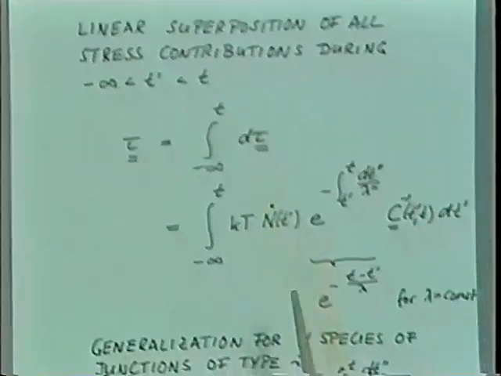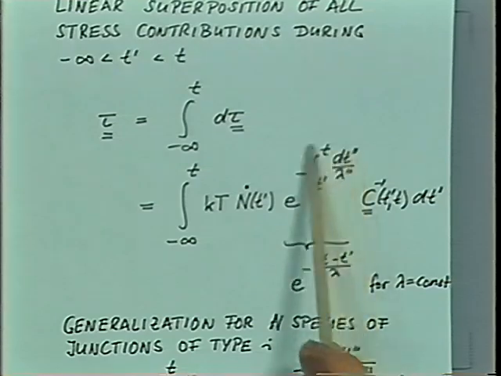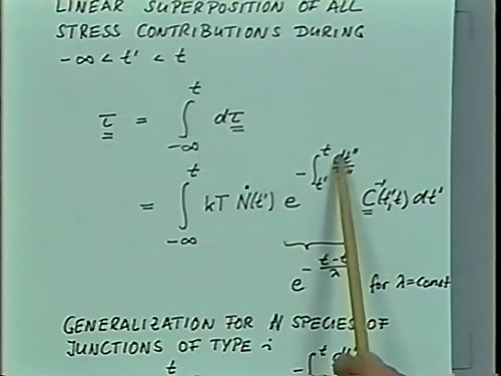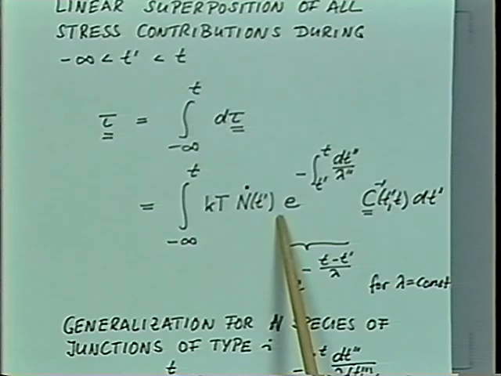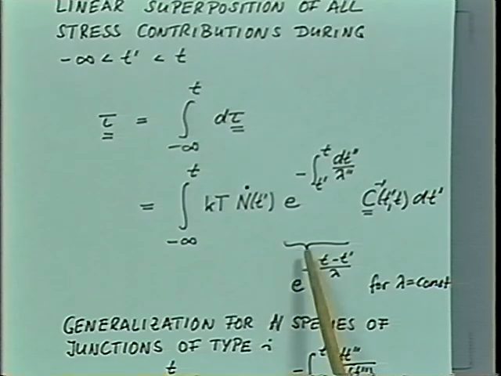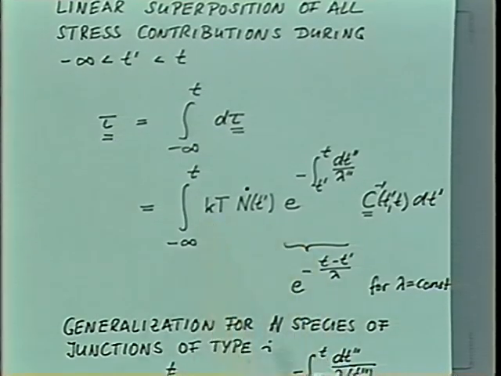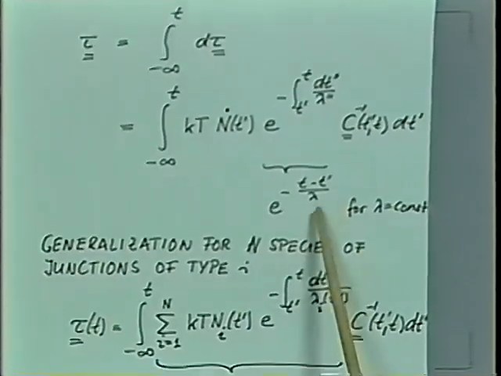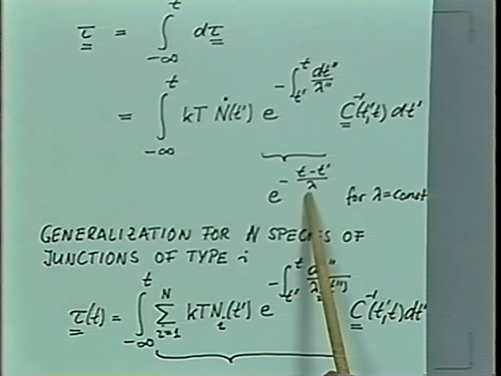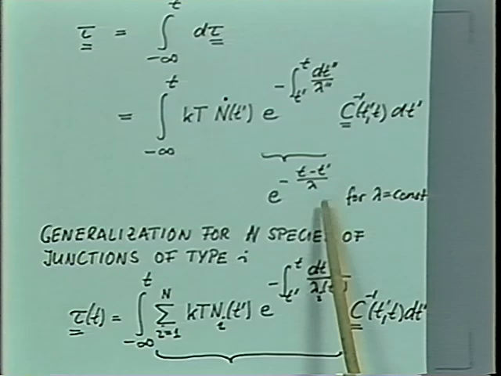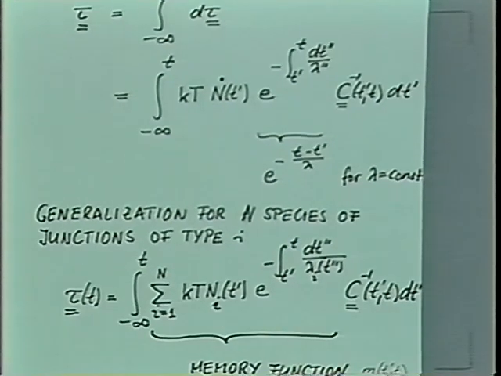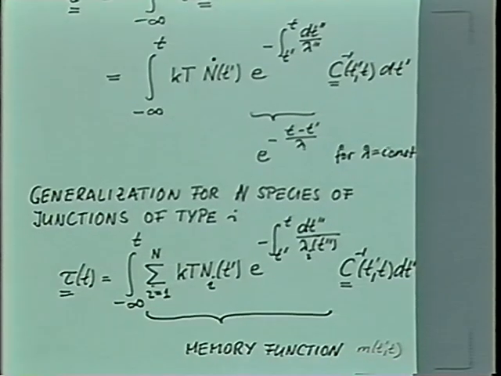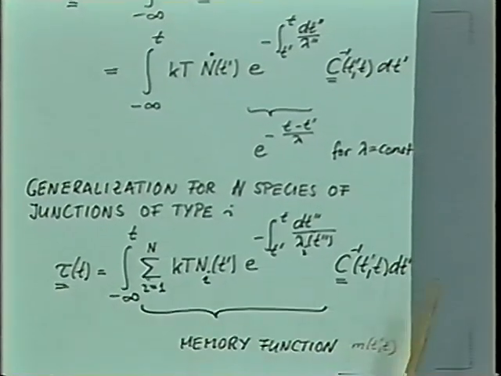Those stress components are expressed by the term which we just derived: the number of junctions generated at t prime and still surviving in the time interval from t prime to t, multiplied with kT and multiplied with the Finger strain tensor. And again, if lambda, if this time constant is really a constant, then the integral reduces to an exponential function. The equation which we obtain after all this looks something like this.